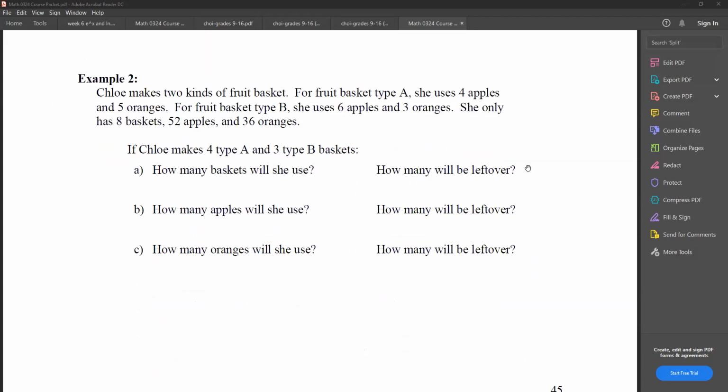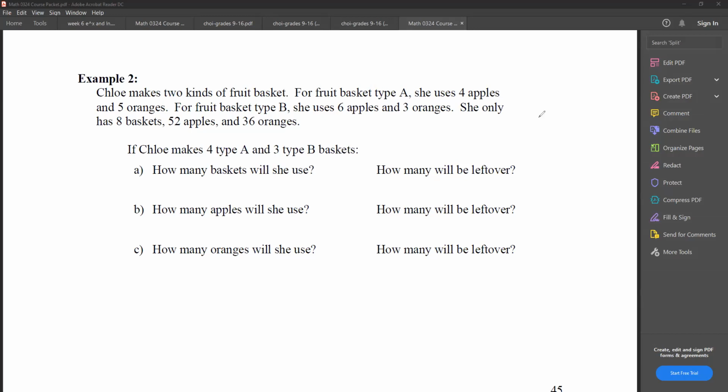All right, so let's take a look. This is the type of problem that I really like to do a table for. I'm going to do a table for this one. With these problems, I'm going to have leftover resources in what I'm making. So for these, I'm going to use a table.